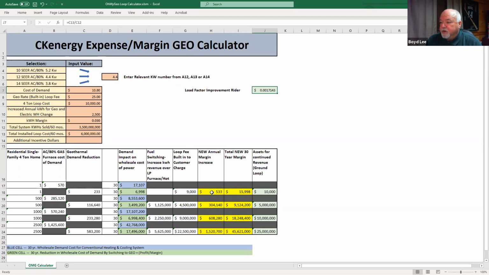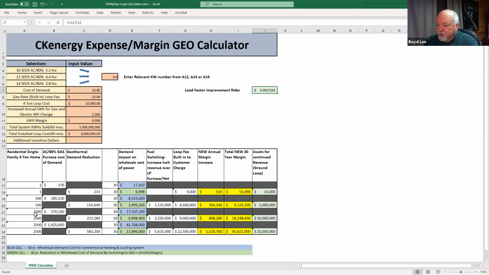That's because of the reduced wholesale cost of power through demand reduction. That's because of increased kilowatt hour sales. And that's because of that little loop fee that we built in. The $533 worth of margin increase by putting in a geo and taking out an 80% gas furnace and a 12-SEER air conditioner. Over 30 years, that's $15,998 of margins from that one heat pump change.